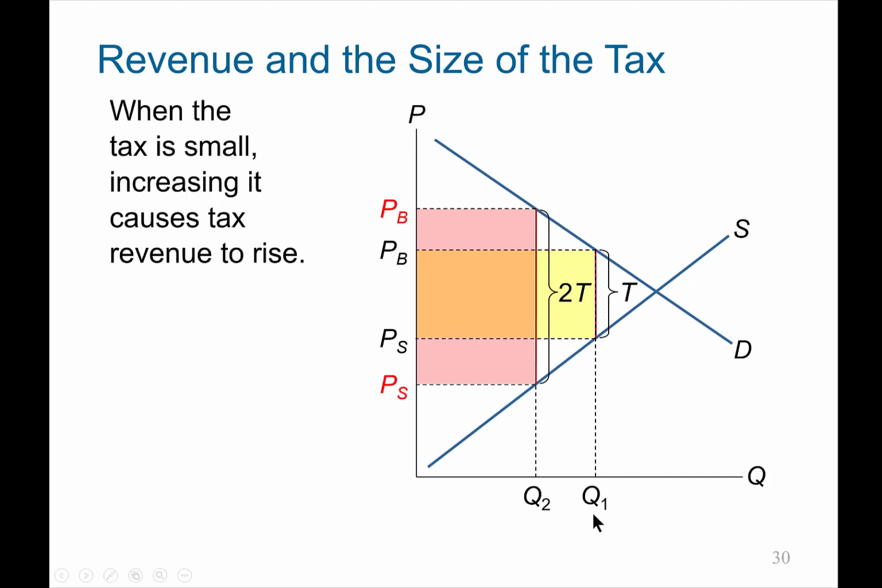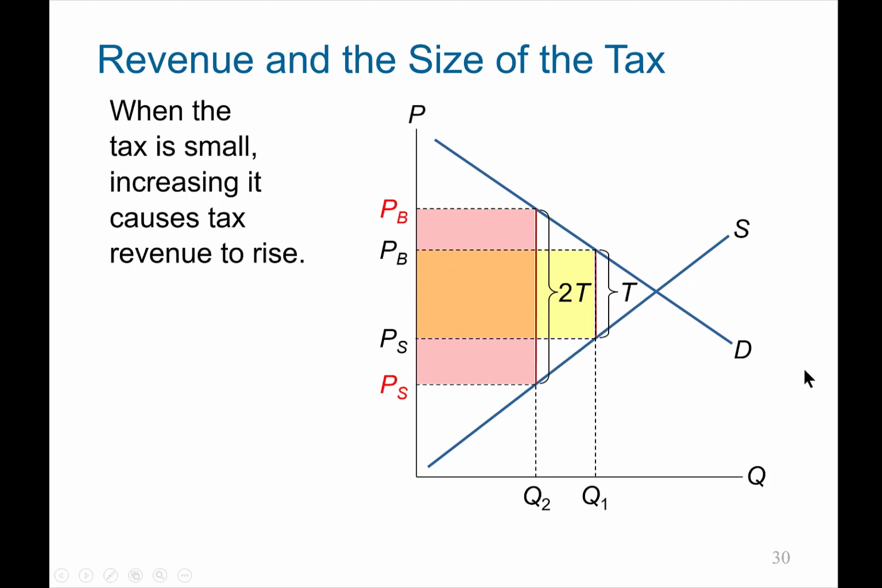However, we know that consumption of this good, the amount of units exchanged, drops, because this tax is higher. So it further disincentivizes transactions, or exchanges, from taking place. But again, when initially the tax is small and we increase it, tax revenue ends up going up. The full reddish box is more than the yellow box.